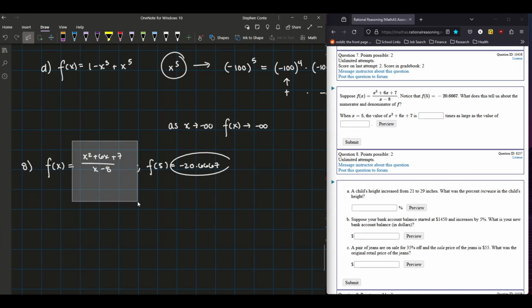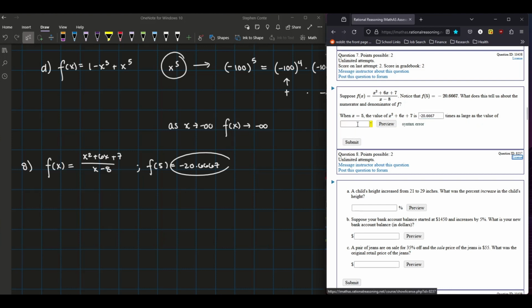So because of the nature of rational functions, right, if I'm saying I have 6 over 2, which we know is 3, right, I'm saying that 6 is 3 times larger than 2. Or 2 times larger than 3. Okay, so then this is negative 20.6667, and that's times large as the value of x minus 8.